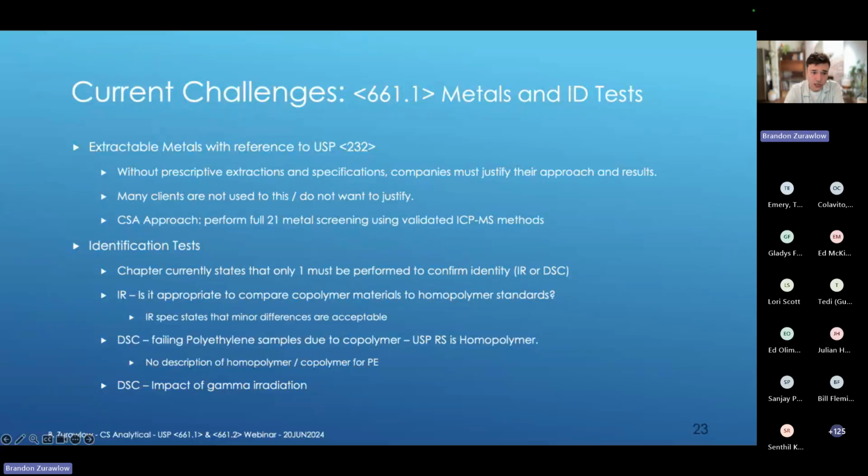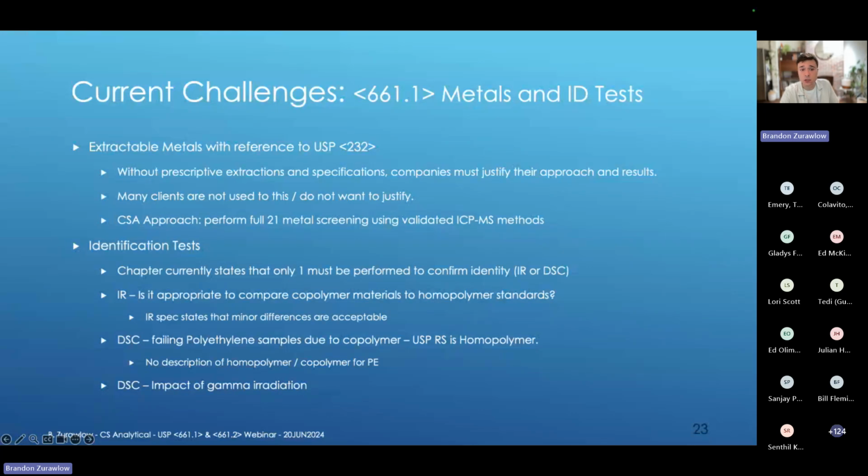Is it appropriate to compare a copolymer material of construction to a reference standard for a homopolymer? This is relevant, especially in the case of polypropylene. So the USP 661.1 does have a set of tests for polypropylene, which can be applied to both polypropylene homopolymer and copolymers. However, the USP reference standard is a polypropylene homopolymer. From an FTIR perspective, you know when you scan a copolymer that it's polypropylene.